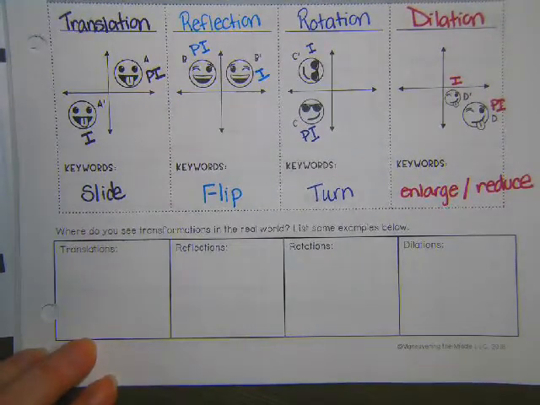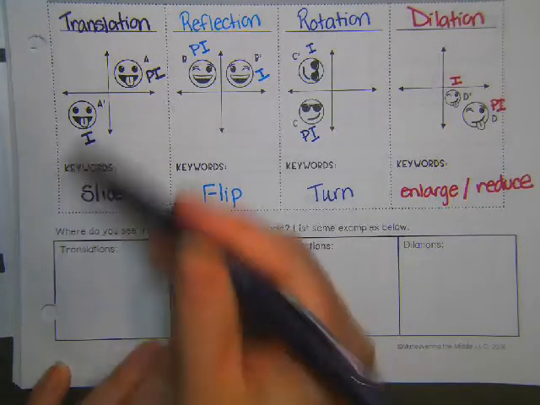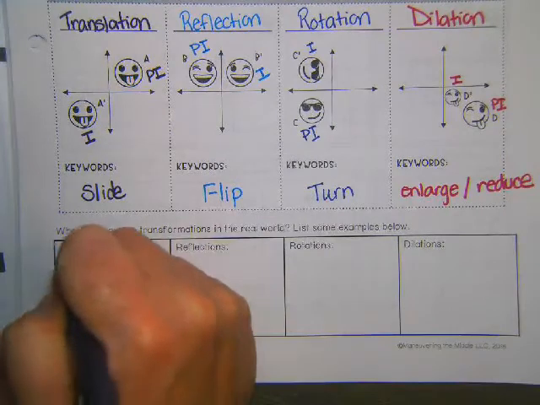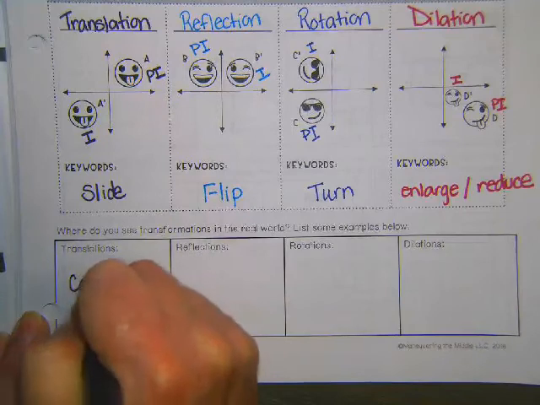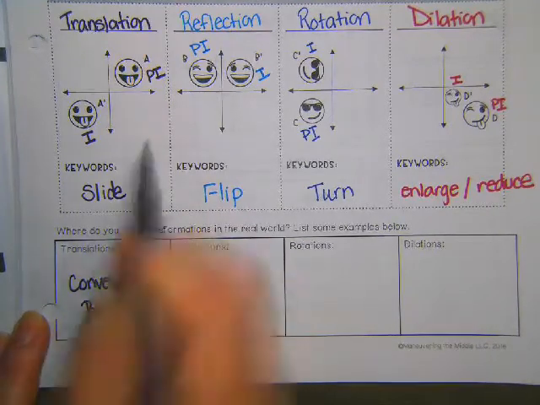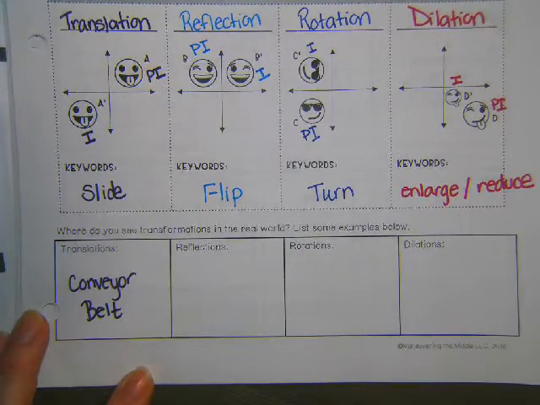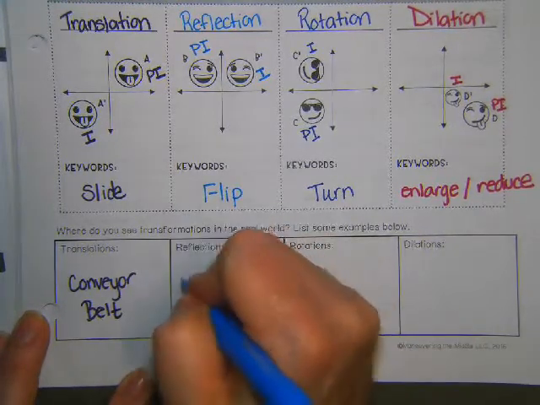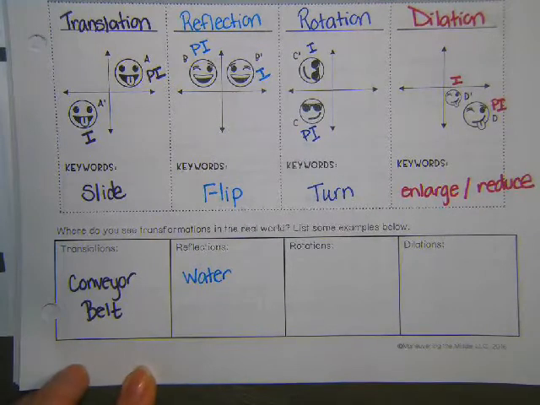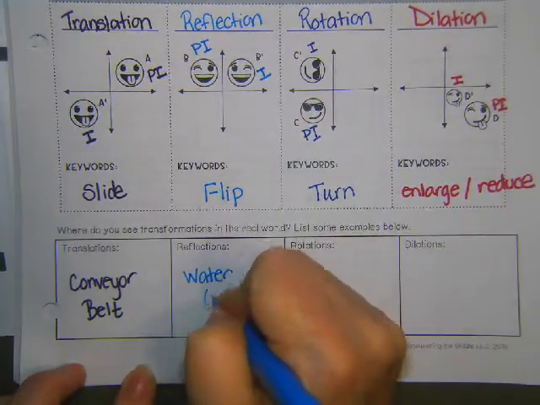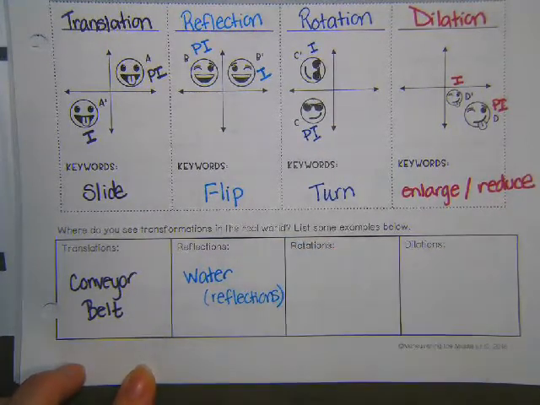All right. Where do you see these in the real world? So a translation, where something is just sliding. This could be like a conveyor belt. This is something where you could see a translation. You place something on there, and it just slides on down. A reflection, this could be any type of water. If you have a pond or something and you're looking into it, you can see a reflection of yourself. So this is when you have water and you see those reflections in the water. That's one real world situation where you could see that.